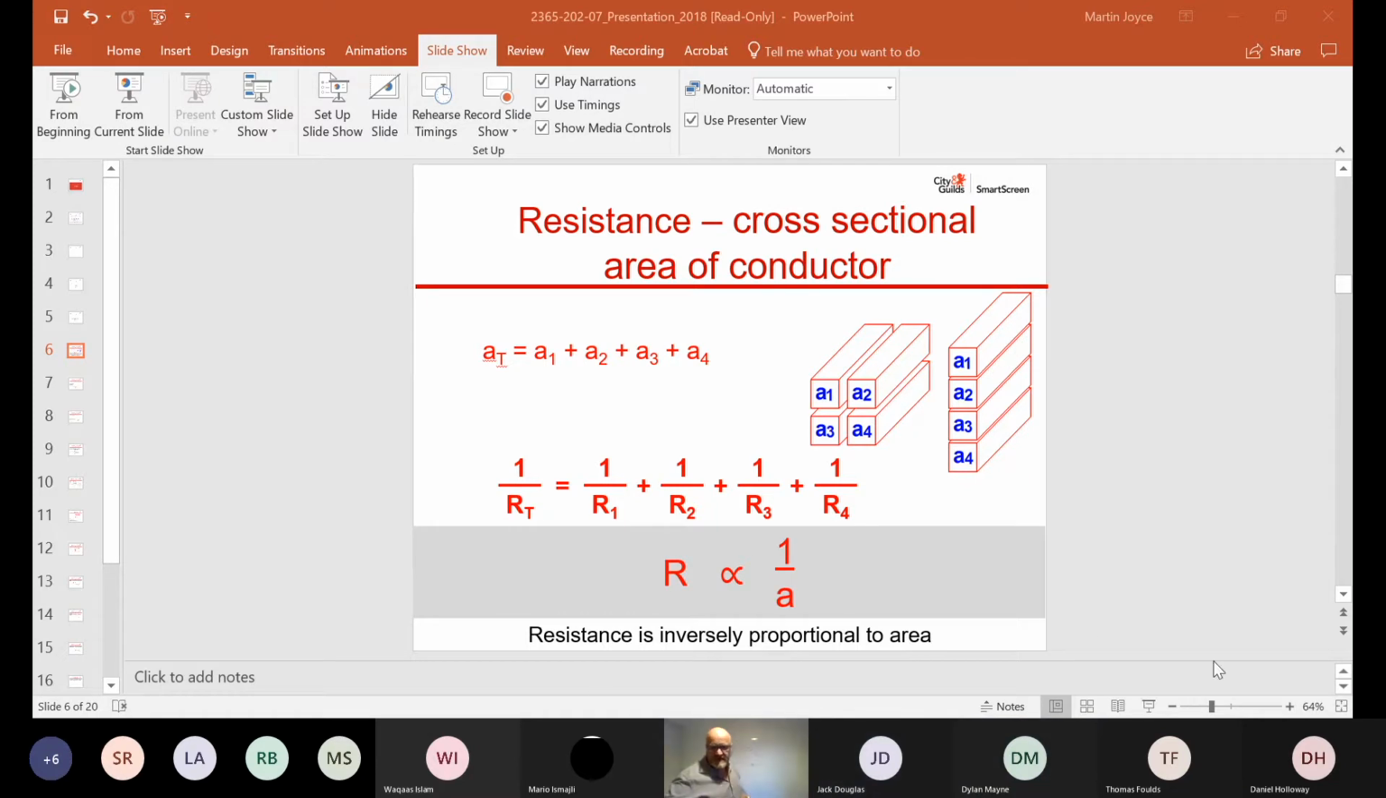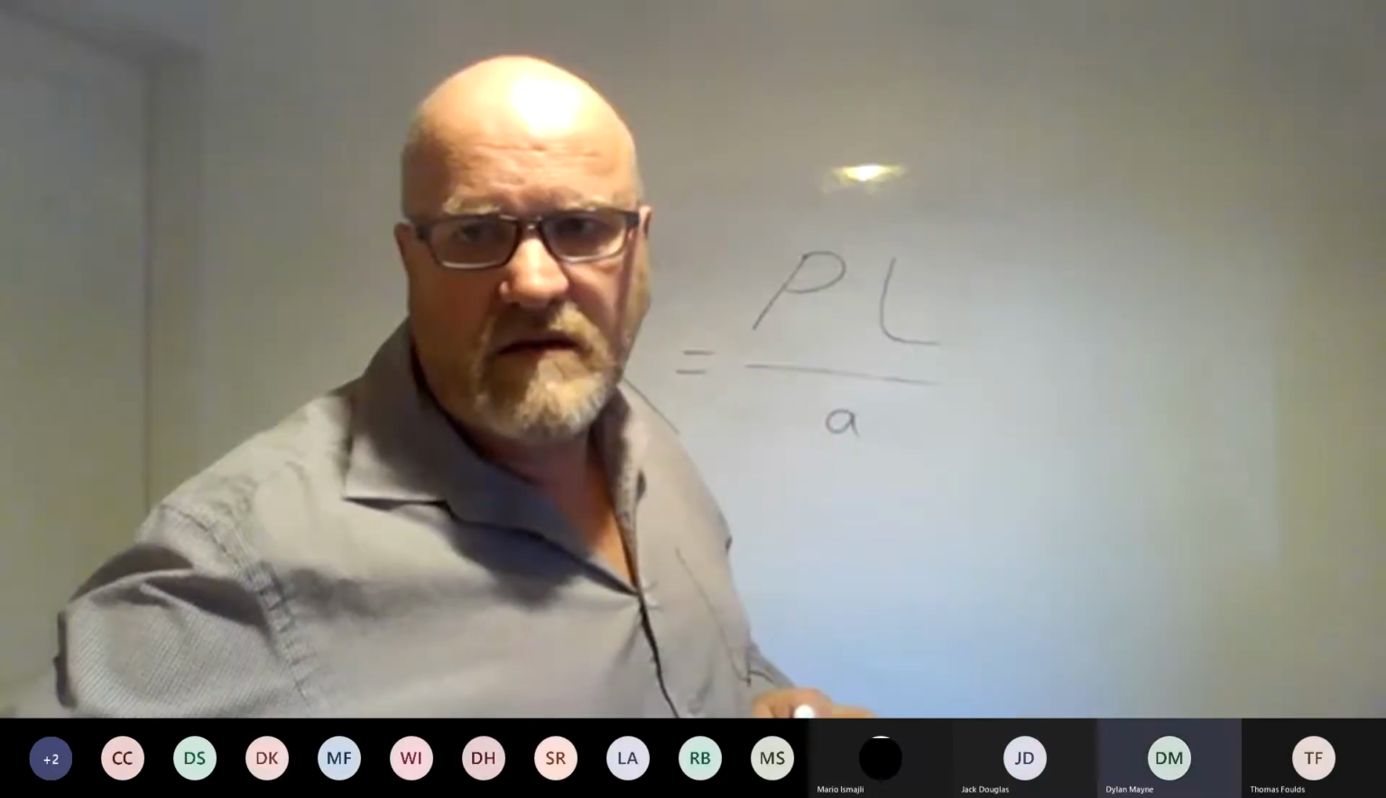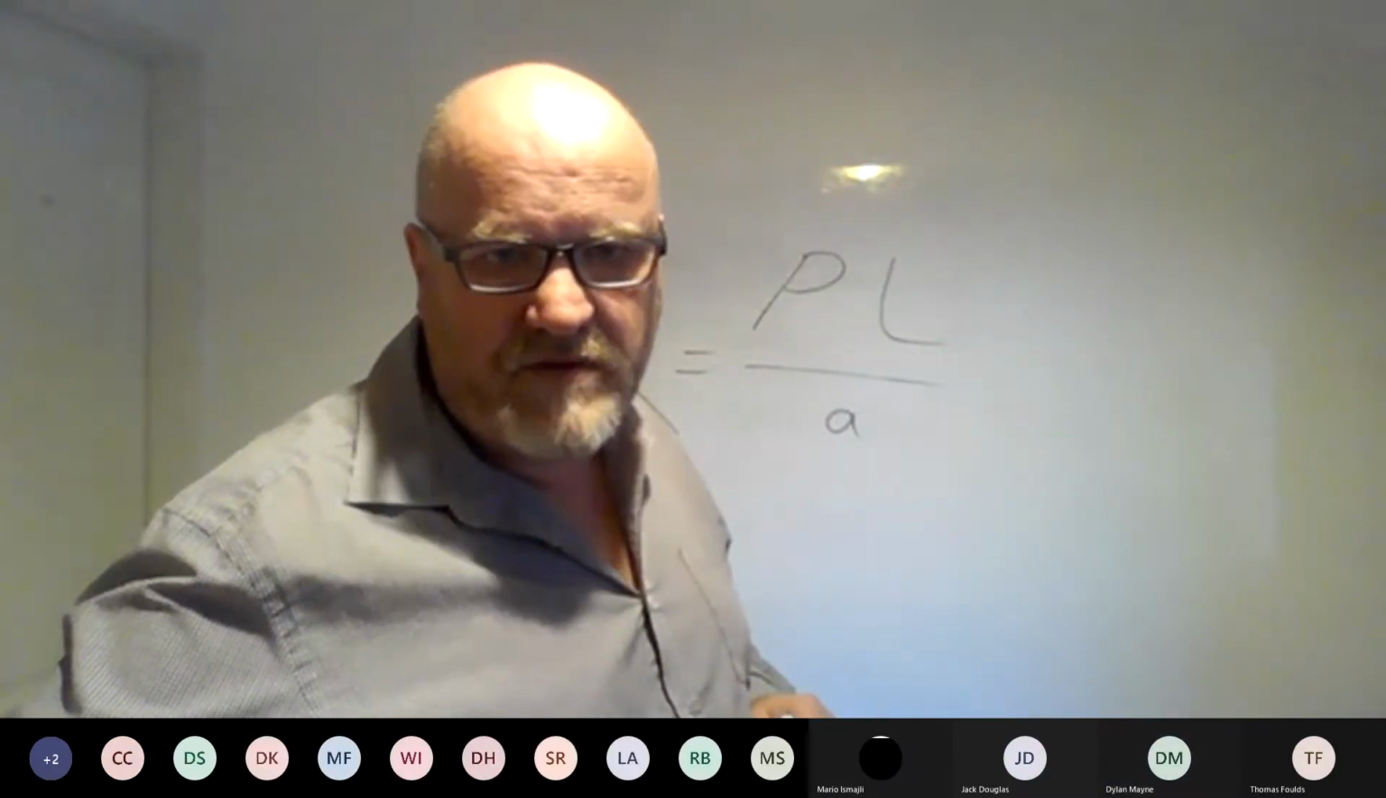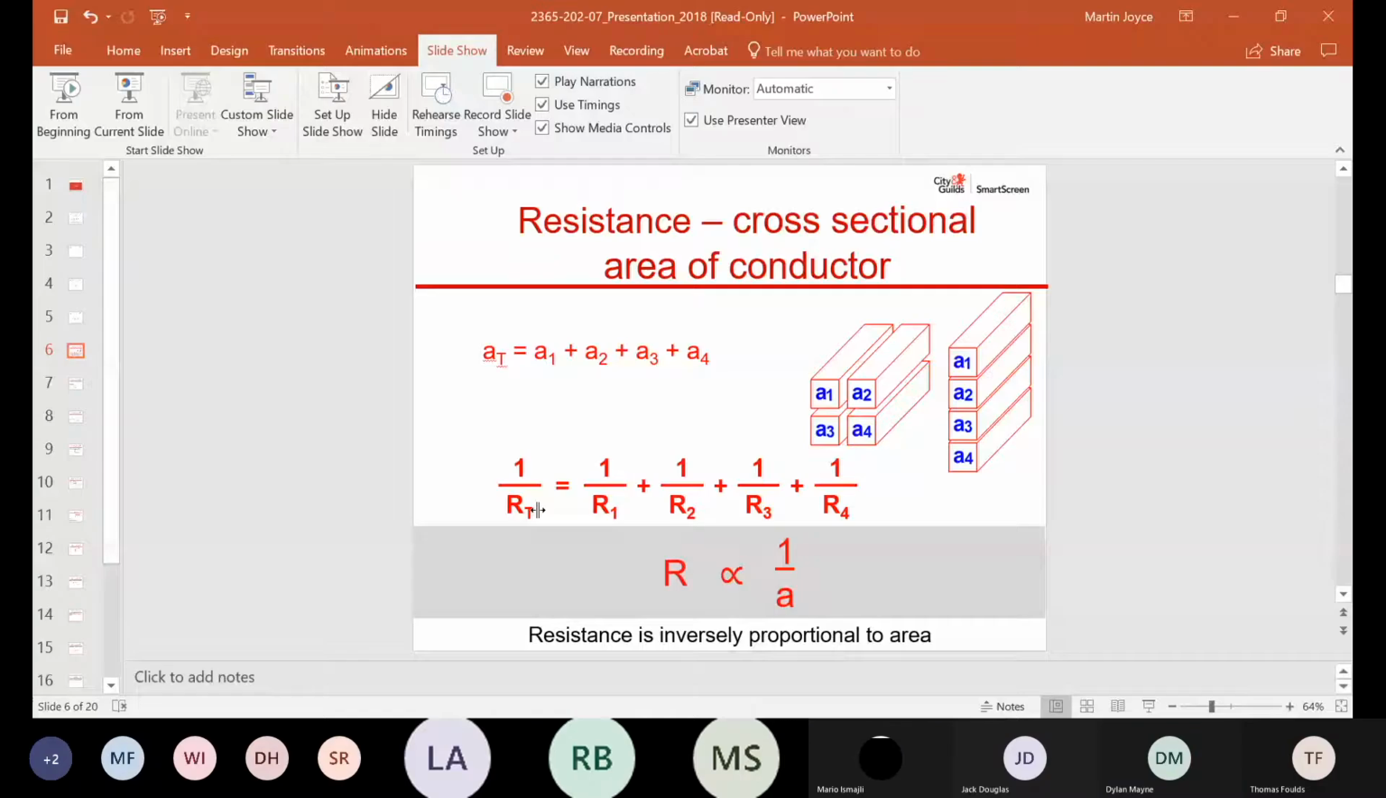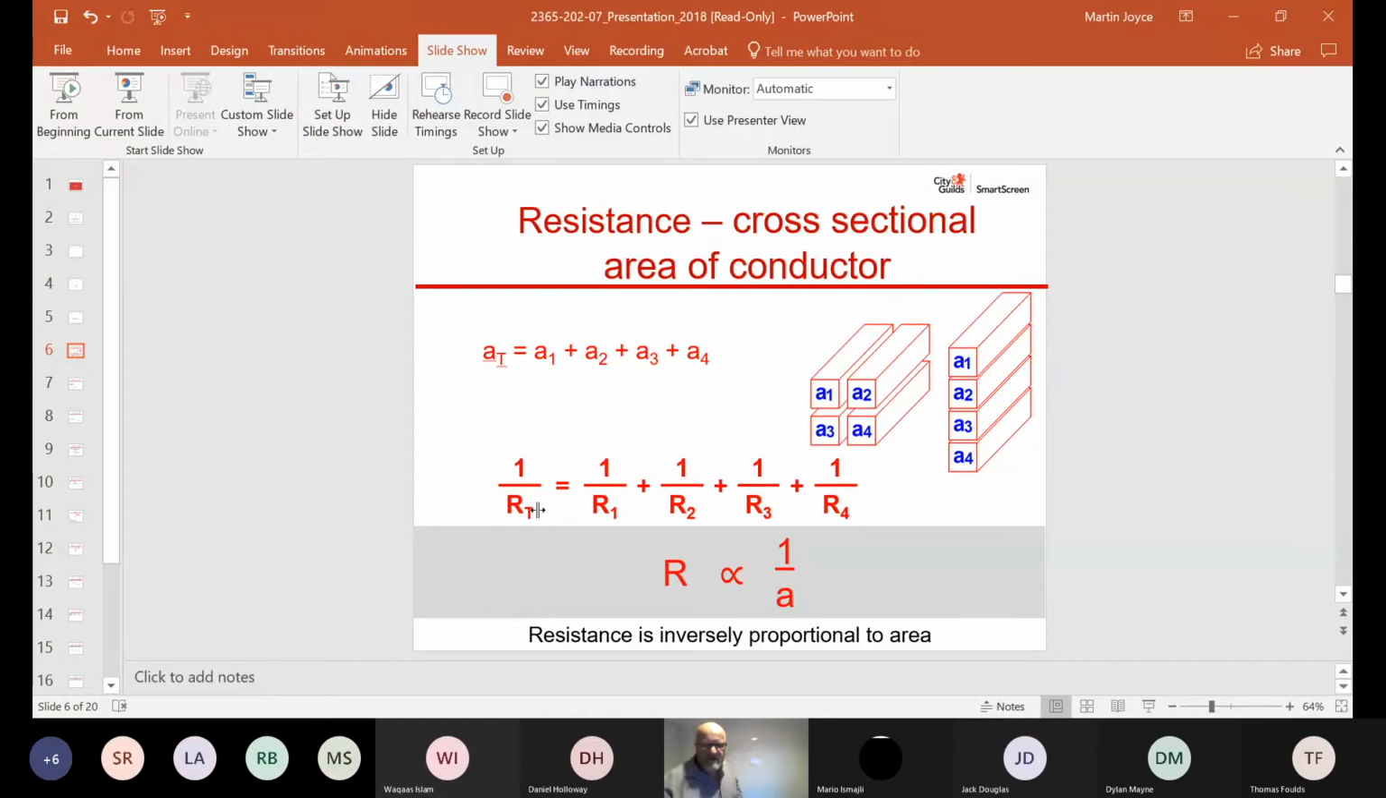Back onto the PowerPoint. Any questions before we carry on? No. Right, then I'll go back onto the resistivity PowerPoint. The formula for the cross-section area, you see this formula here? Don't bother. I've never seen that question asked, because we're not doing that yet. That's series and parallel circuits, isn't it? We're not doing that.